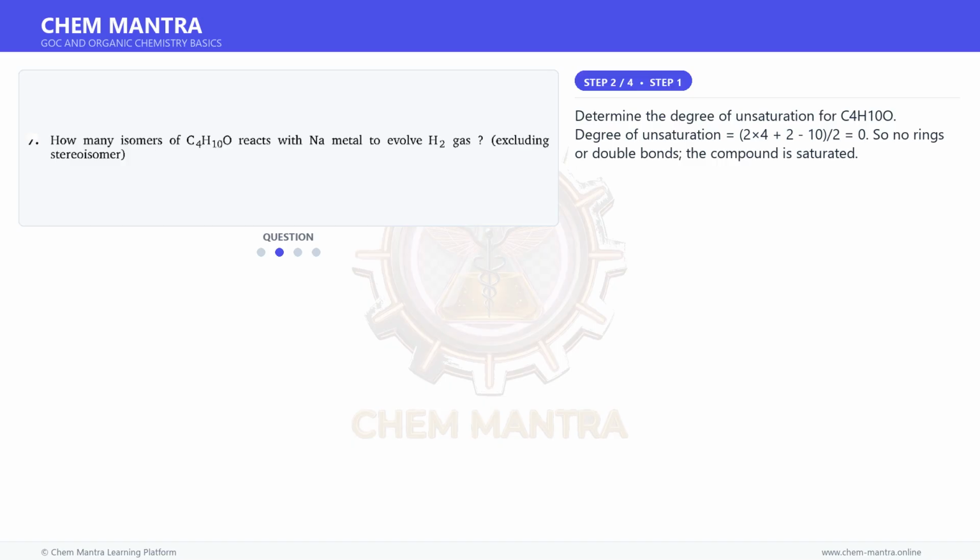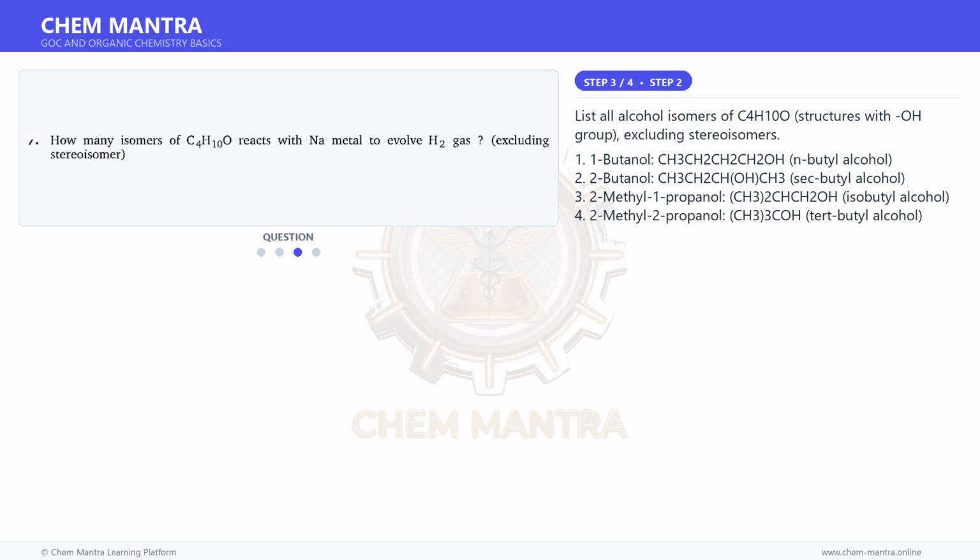Moving on to the next step. Determine the degree of unsaturation for C4H10O. Degree of unsaturation is equal to (2 times 4 plus 2 minus 10) divided by 2, which is equal to 0. So no rings or double bonds, the compound is saturated. Moving on to the next step.